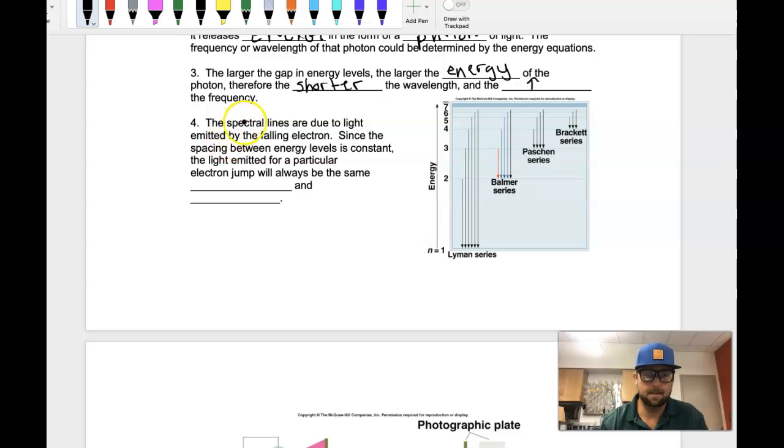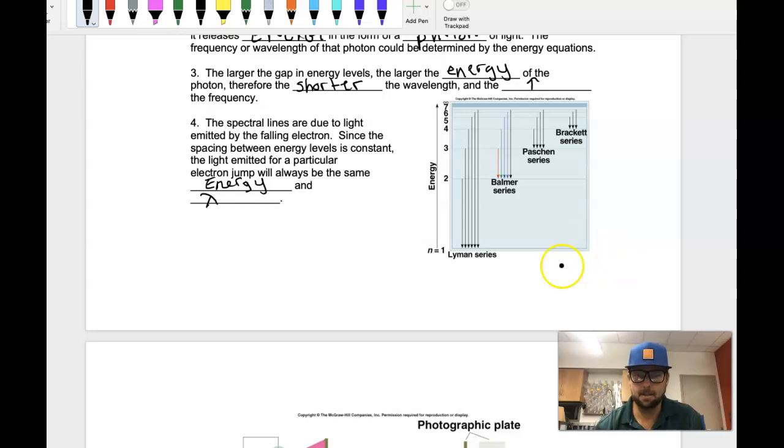So these spectral lines are emitted when the electron falls. When an electron falls, it goes to a lower energy level, so the energy has to go somewhere. It's shot out as a photon. Since the spacing between the energy levels is constant, you'll always have the same energy and wavelength. That's my sign for a wavelength.